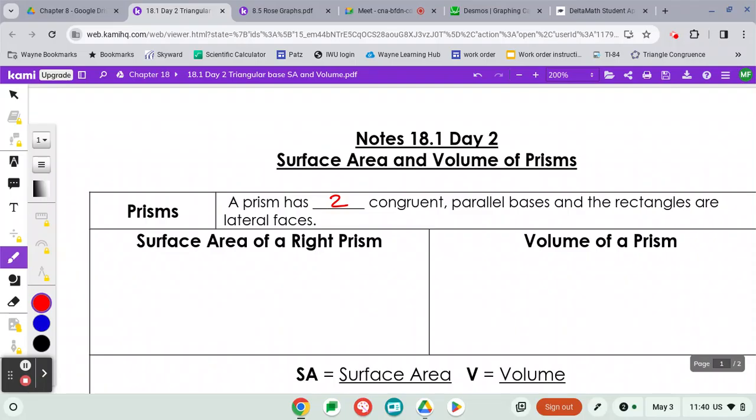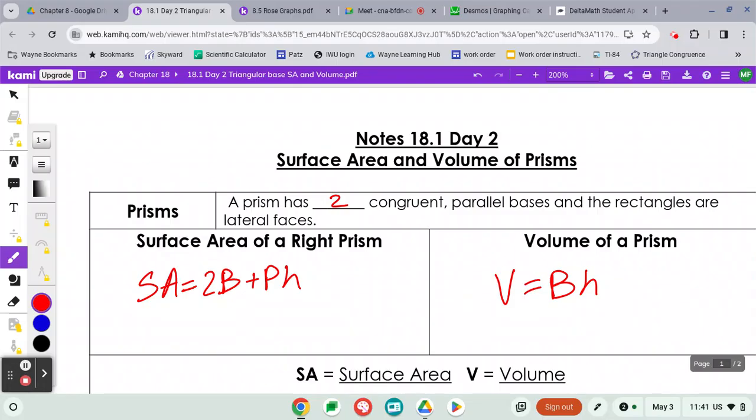Now, the nice thing about these prisms is, guess what? Even though they're different shapes, the formula does not change. Okay, so our formula is still 2b plus ph. And then for volume, it is b times h. All right, now the difference will be, in the past, when we found the area of the base, it was length times width. I don't expect you to know the area of the hexagon. I won't do that to you. Or the area of a pentagon.